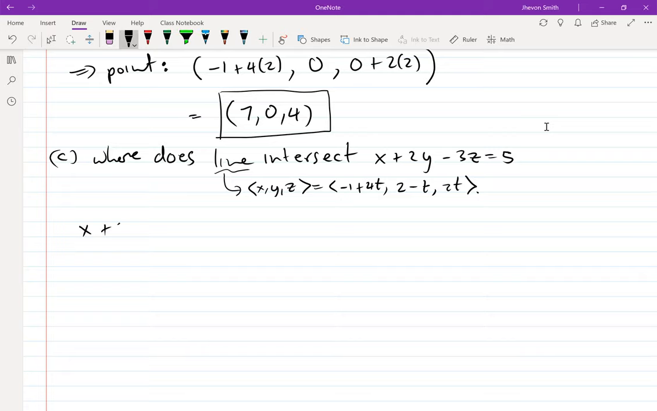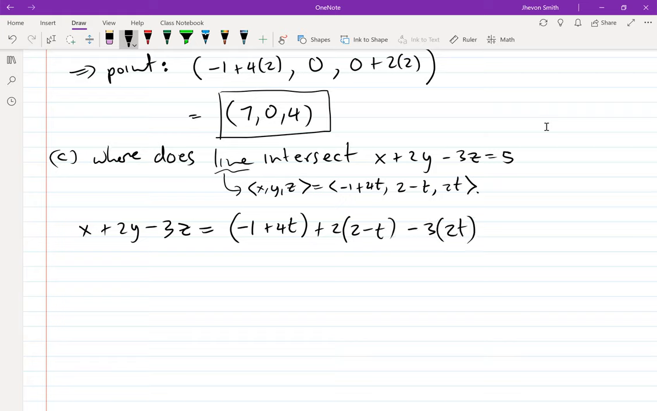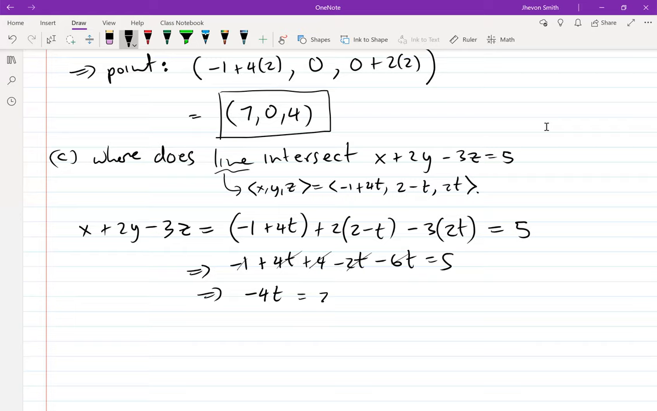So your x plus 2y minus 3z would be equal to minus 1 plus 4t plus 2 times 2 minus t minus 3 times 2t. And that should be equal to 5. And so we'd have minus 1 plus 4t plus 4 minus 2t minus 6t equals 5. So we would have, what is minus 8t plus 4t, so that's minus 4t. And then you'd have minus 1 plus 4 is positive 3. Move it over, so you get 2. So you would get t equals minus 1/2.